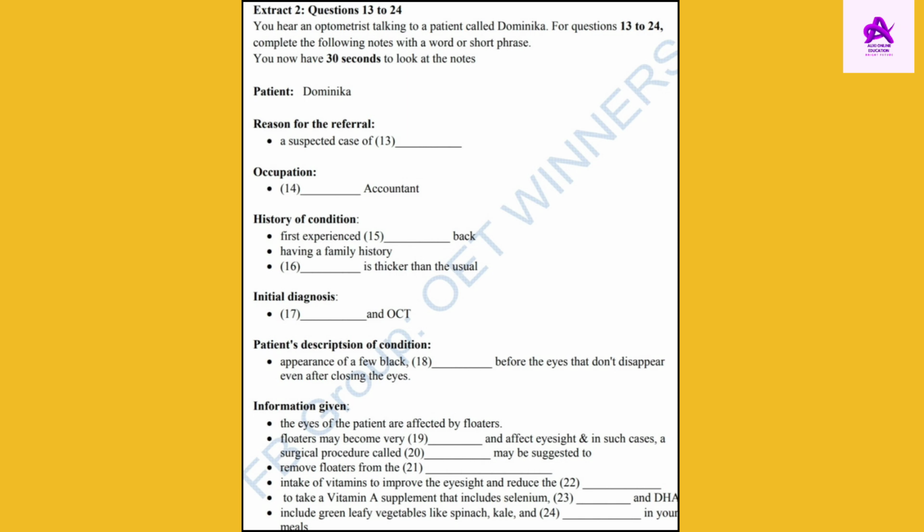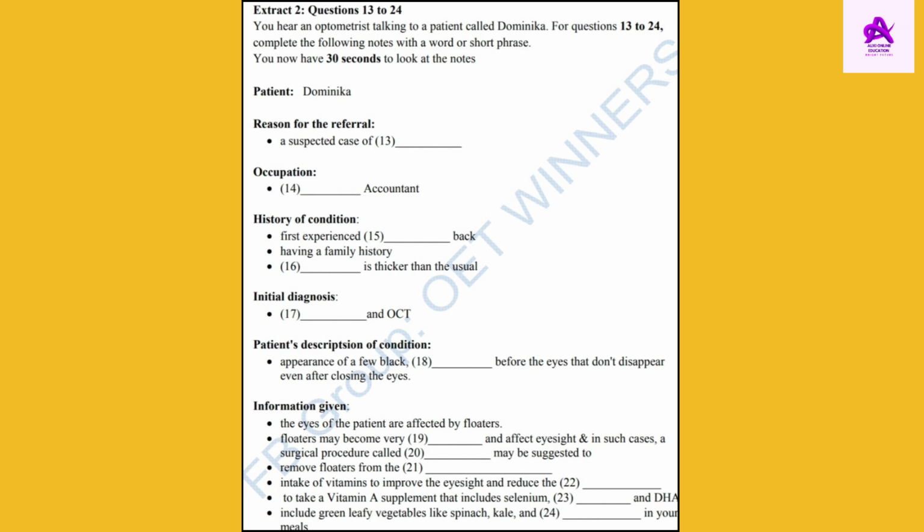Getting a new floater or the appearance of light flashes are the signs that the vitreous gel is pulling on the retina that can lead to a retinal detachment, a serious condition that can be treated with a surgery. Can anything be done about the floaters in the eye? Rarely, floaters may become very dense and plentiful and affect the eyesight. In such cases, a surgical procedure called vitrectomy may be suggested to remove floaters from the vitreous. A vitrectomy is performed to remove the vitreous gel along with the floating debris from the eye. How can I get rid of floaters, doctor?